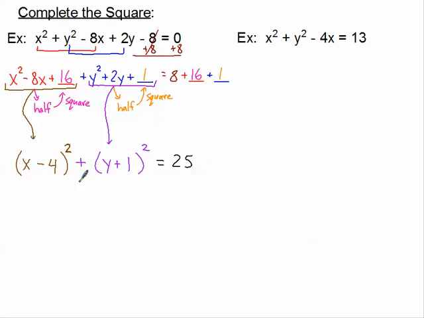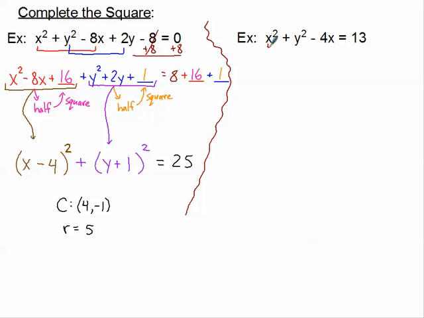We just converted this general form of a circle into our standard form. And now it's real easy to find the center. The center of this one would be 4, negative 1, and the radius would equal the square root of 25, which is 5. And we could go and graph it. So that's one example. Let's look at another one.